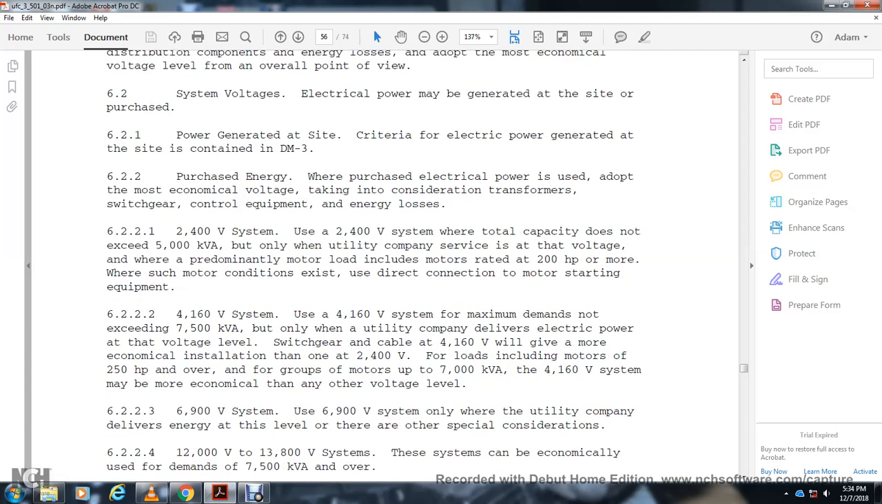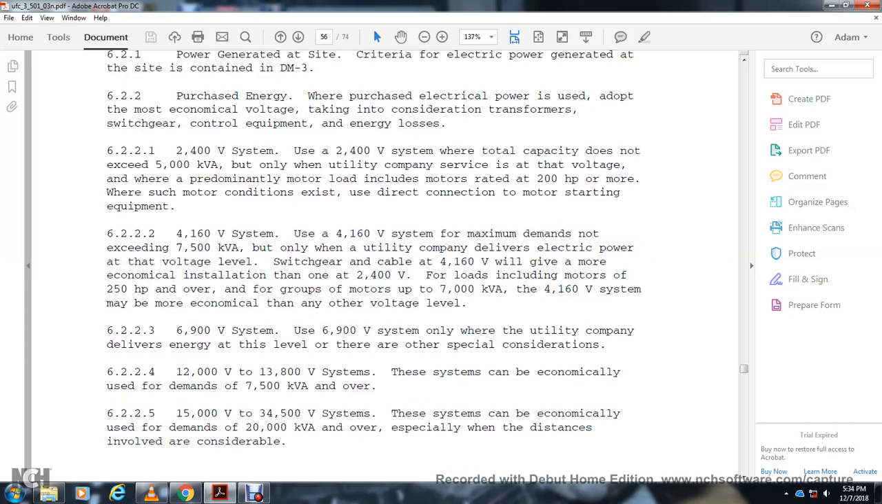The 6,900 volt system: only where the utility company delivers the energy at this level are there special considerations. 12,000 volt to 13,800 volt systems: these systems can be economical with demands of 7,500 kilovolt amperes. 15,000 volt to 34,500 volt systems: the system is economical with demands of 20,000 kilovolt amperes or over, especially where distances involved are considered.